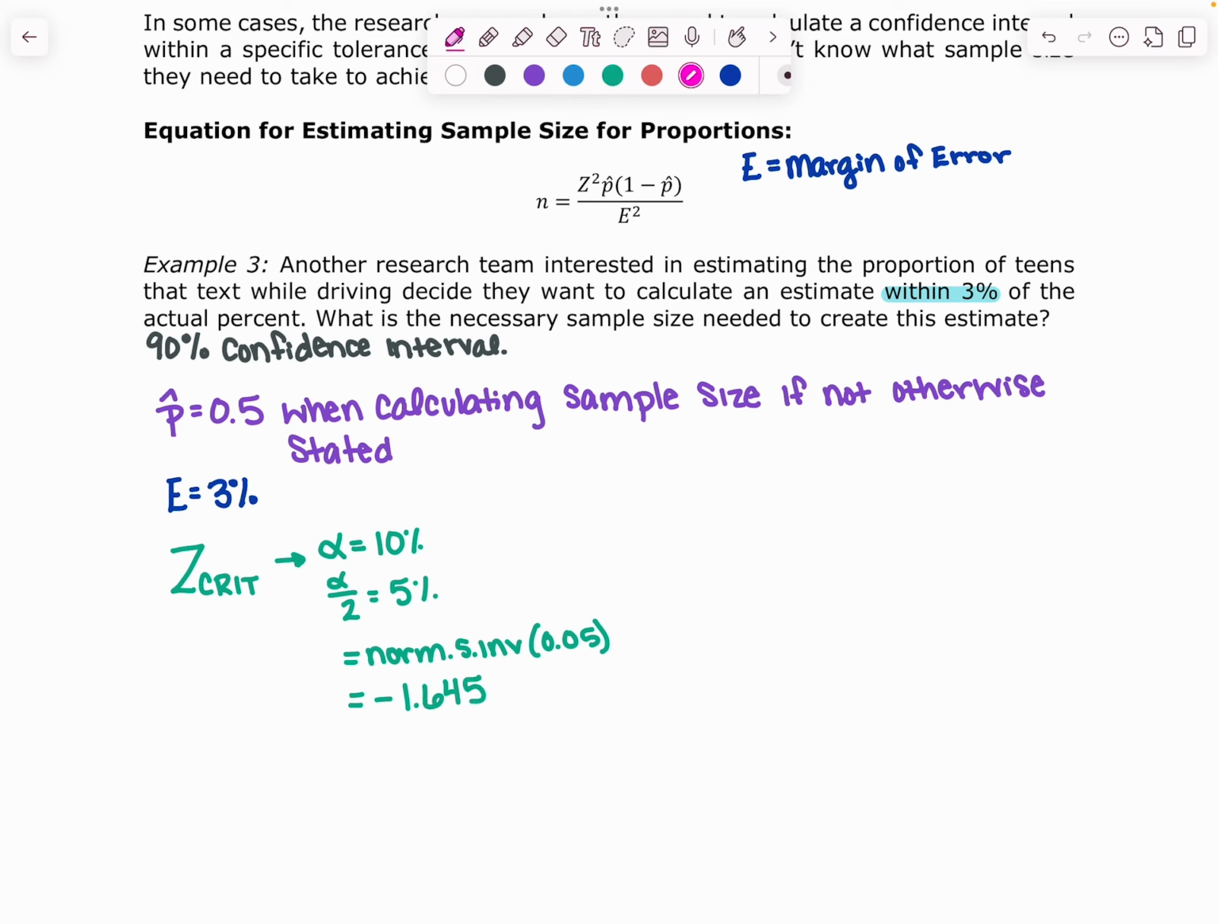1.645, and we always ignore the negative with these confidence intervals, even for sample size. We don't want to have a negative sample size. If we use the negative, we're going to get a negative sample size. That would not make sense. So this is our z-score, 1.645.